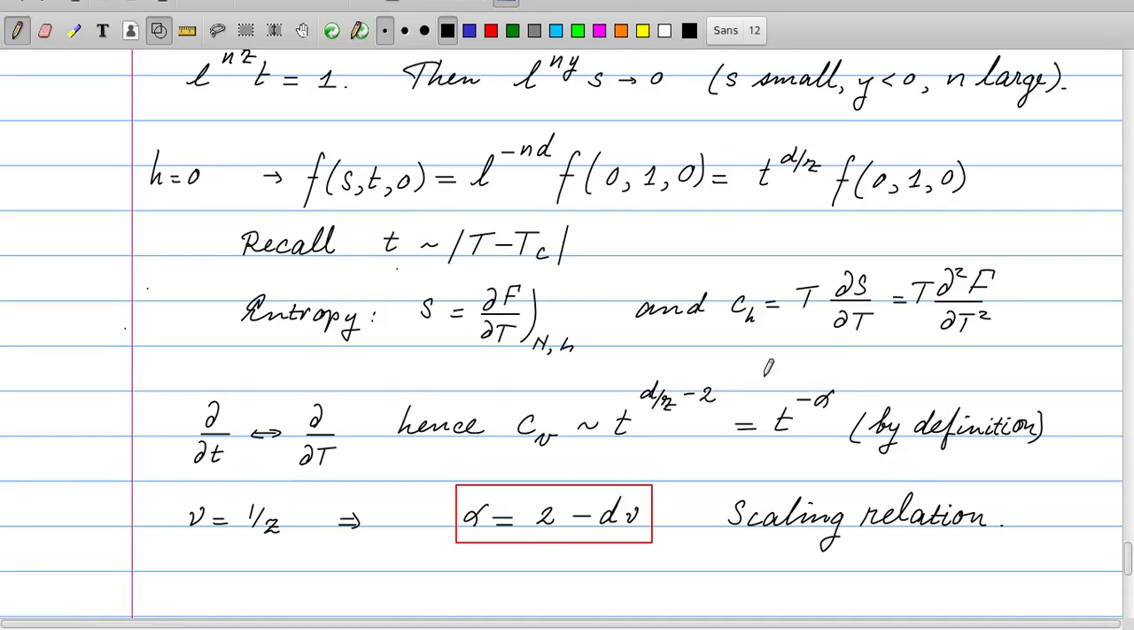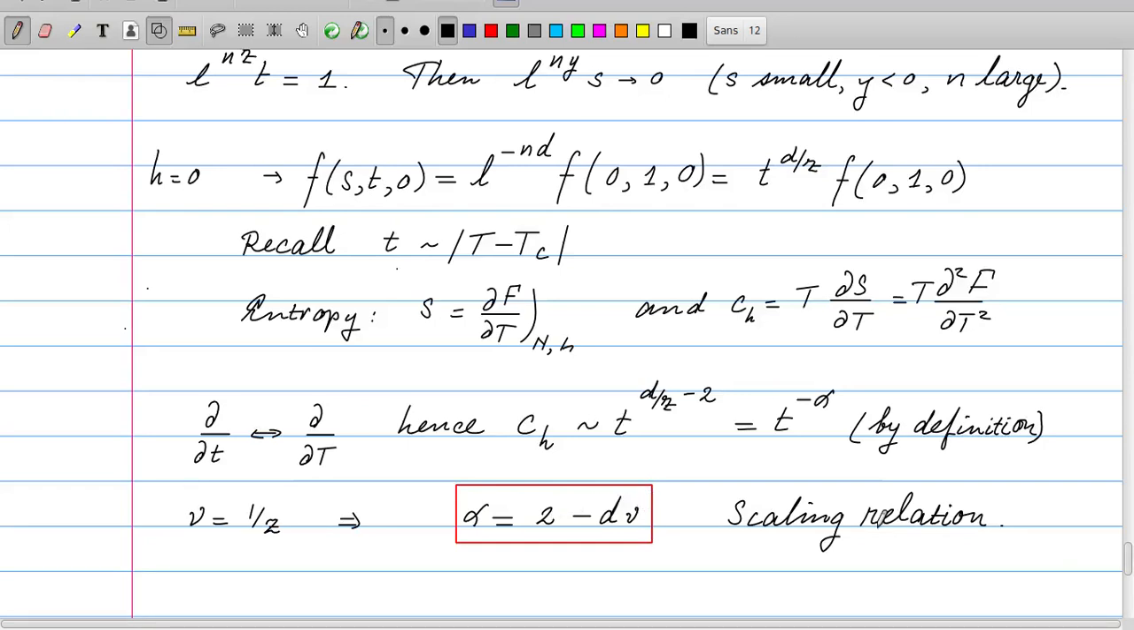By the way, the factor in front of this, which is also a t, doesn't matter, because we are close to the critical temperature, so I can safely replace that by the critical temperature. And we know by definition that the specific heat c at constant field is given by t to the power minus alpha. That's the definition of the critical exponent alpha. And so we have found, using mu is 1 over z, that we found in the context of the correlation length, that the critical exponent alpha is given by 2 minus d times nu.